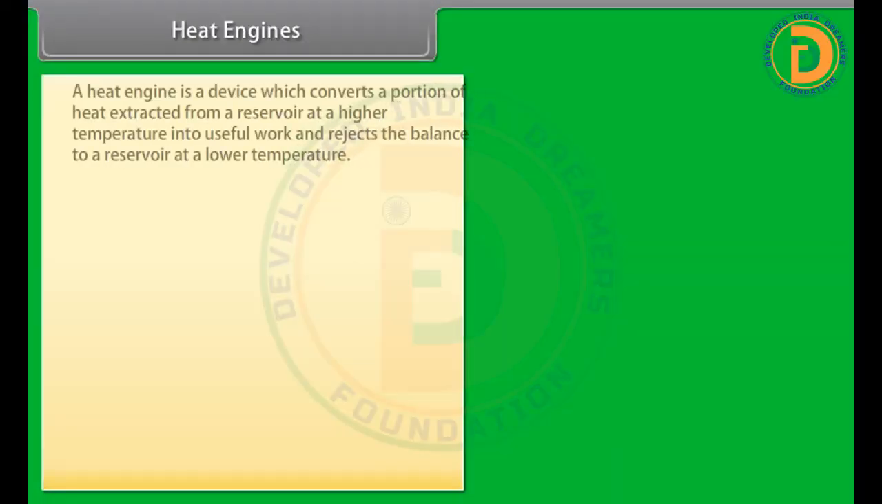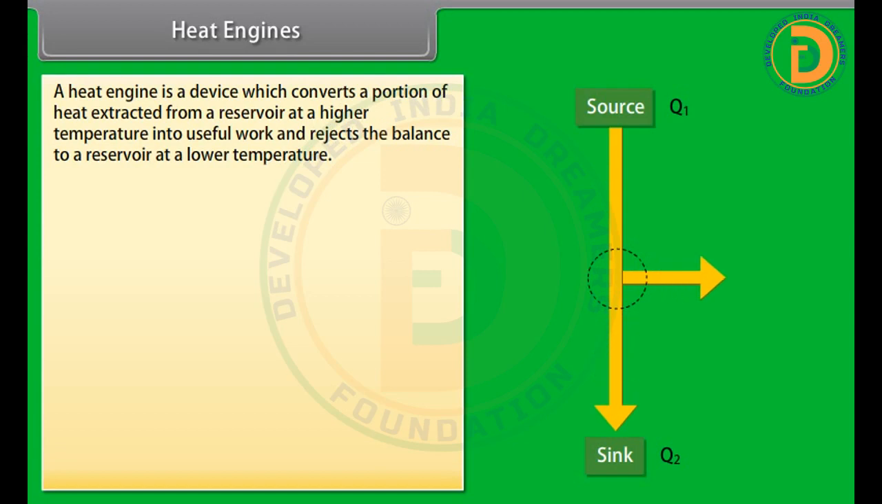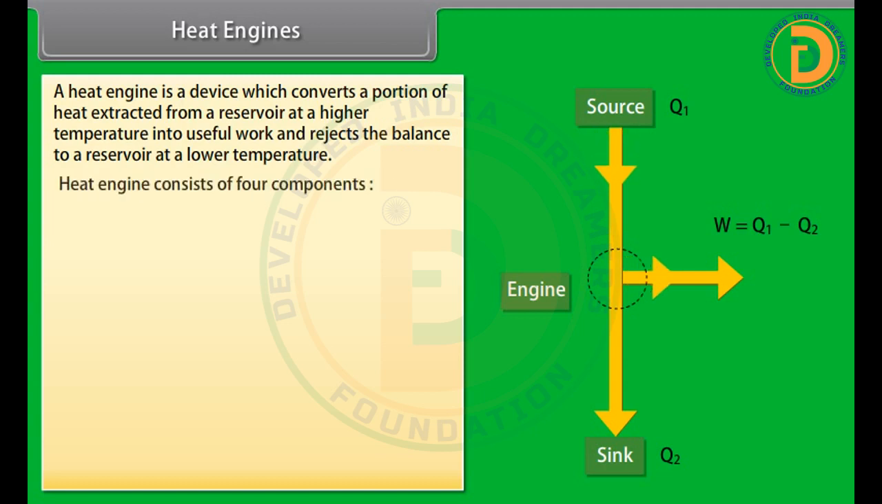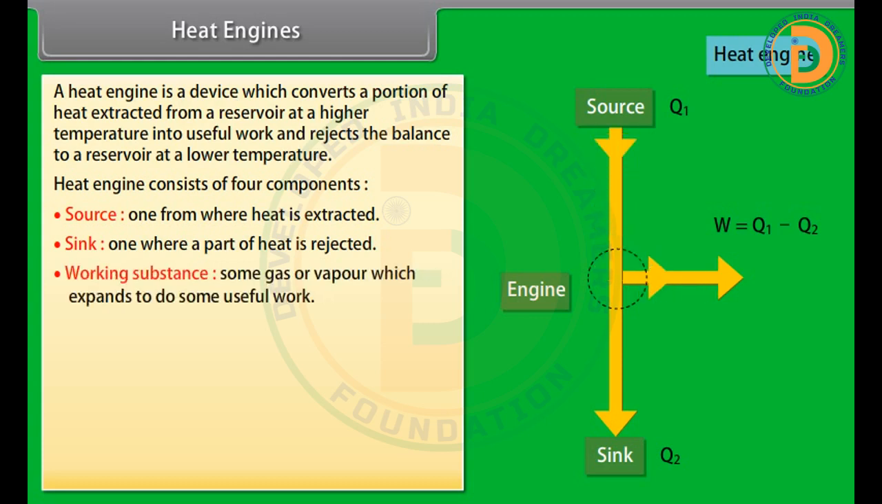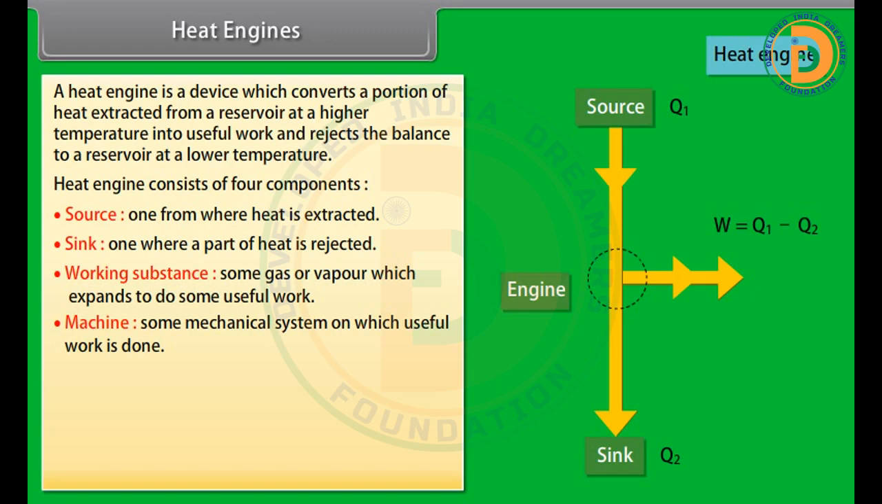Heat engines. A heat engine is a device which converts a portion of heat extracted from a reservoir at a high temperature into useful work and rejects the balance to a reservoir at a lower temperature. Heat engines consist of four components. Source. From where heat is extracted. Sink. Where a part of heat is rejected. Working substance. Some gas or vapor which expands to do some useful work. Machine. Some mechanical system on which useful work is done.